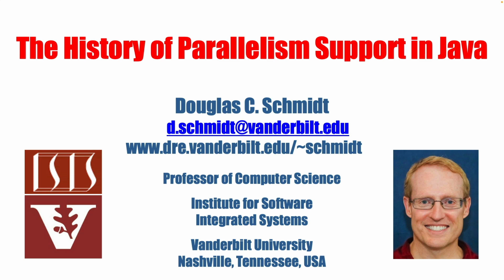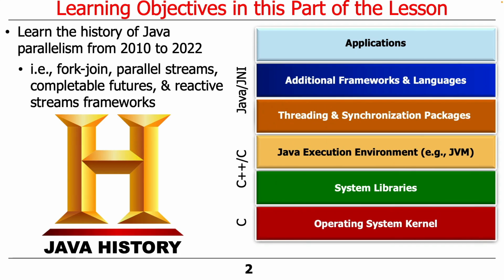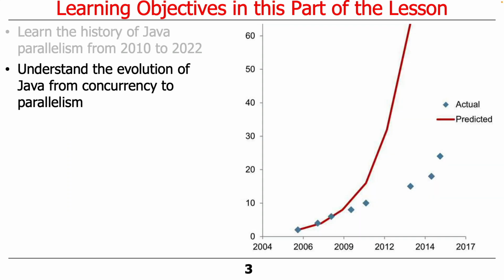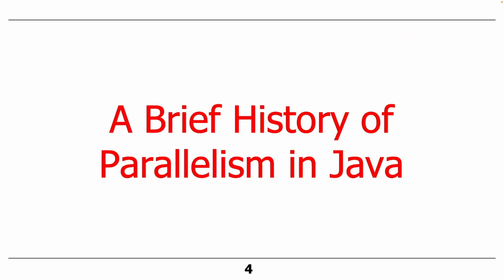What we're going to talk about now is the history of parallelism support in Java. Earlier, we had talked about the history of concurrency support. Now we're going to do something similar for parallelism support. This will give you a perspective on the fork join pool model, the fork join framework, parallel streams, completable futures, and reactive streams. Those are the four main things that we're going to focus on in this class. We'll also talk briefly about the evolution of Java from concurrent programming support to parallel programming support.